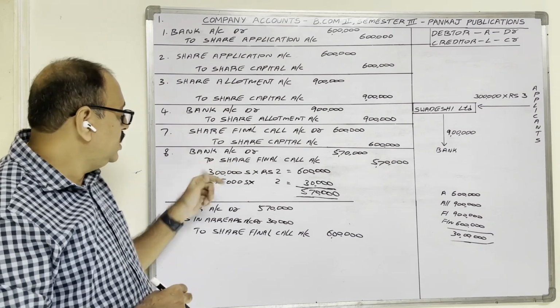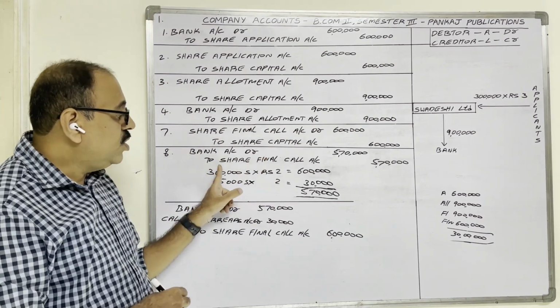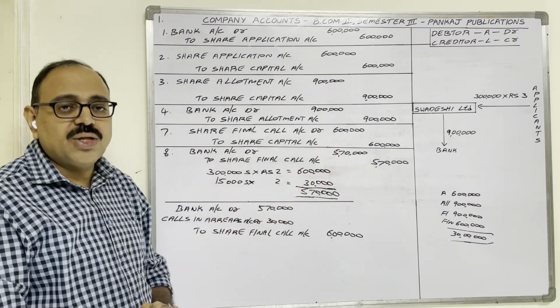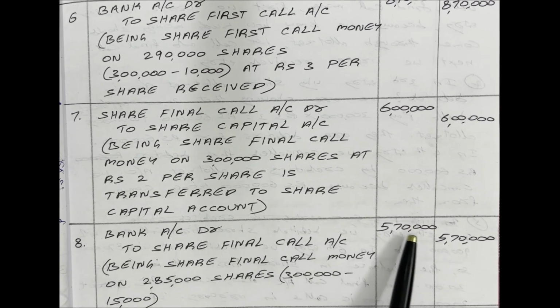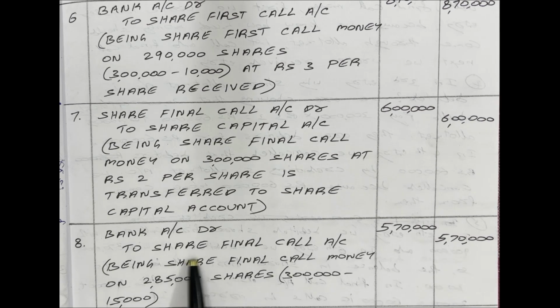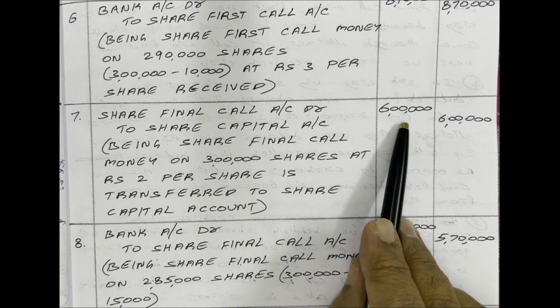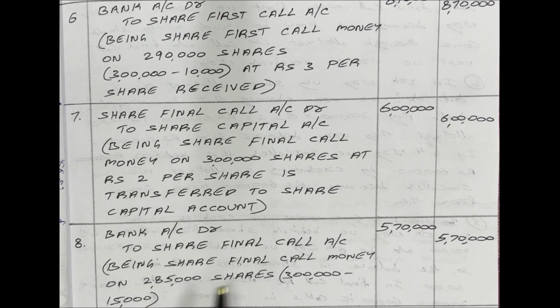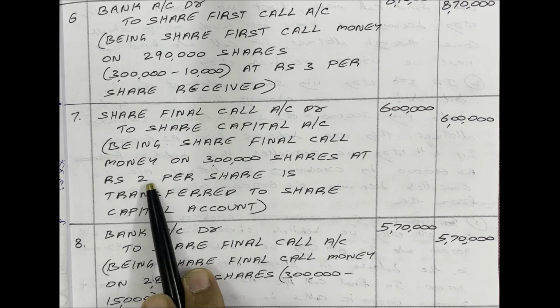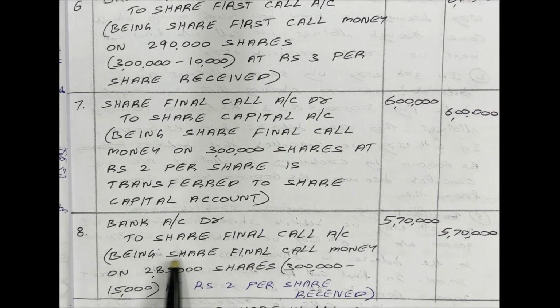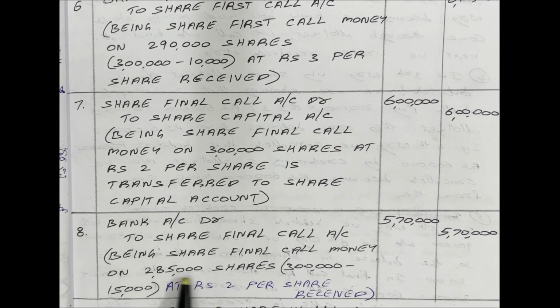So the final entry is the 8th entry: bank account debit to share final call account 5 lakh 70,000 rupees. Share final call 6 lakh rupees should come. On 15,000 shares, final call money is not received. Means on how many shares did we receive final call money? 3 lakh shares minus 15,000, 2 lakh 85,000 shares at the rate of 2 rupees each. So mention that: being share final call money on 2 lakh 85,000 shares at 2 rupees per share received.